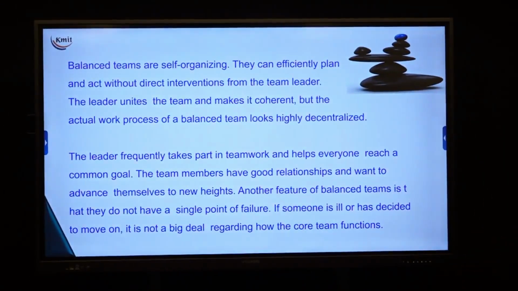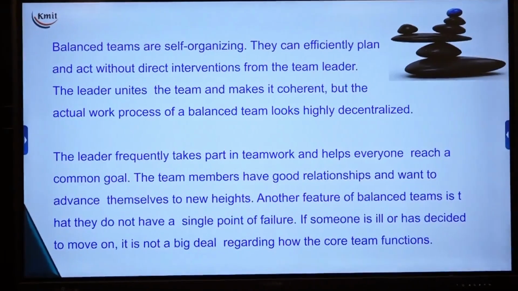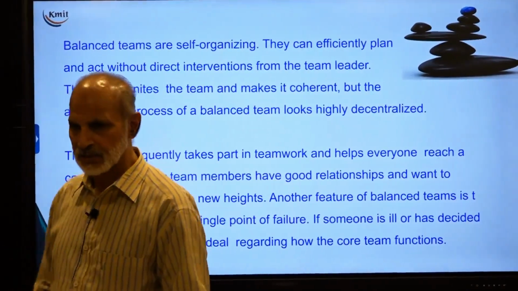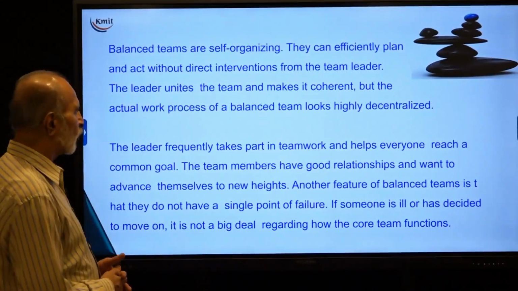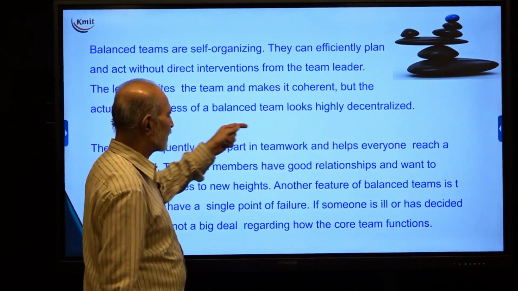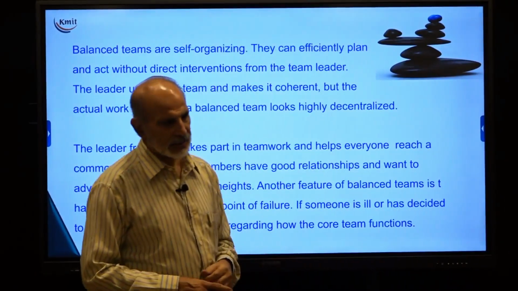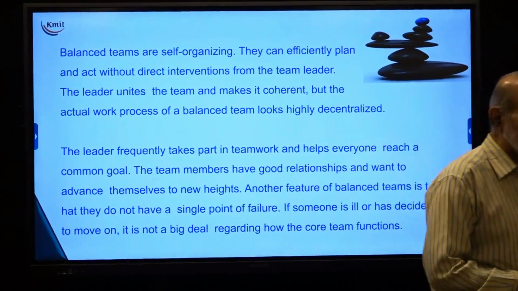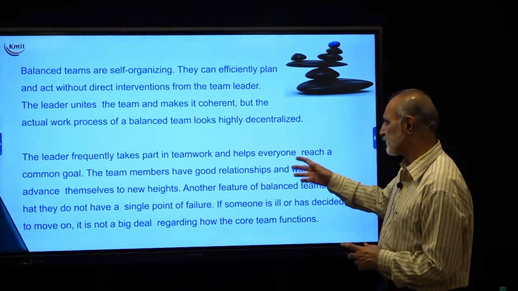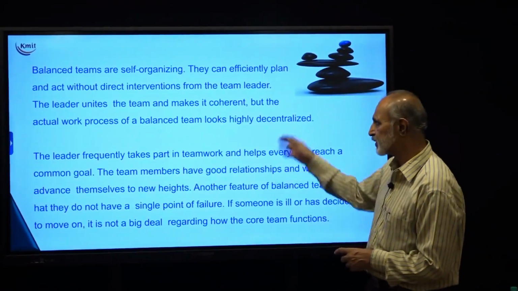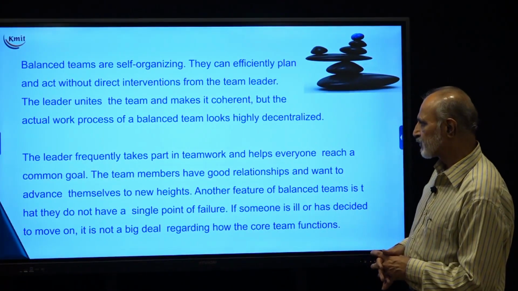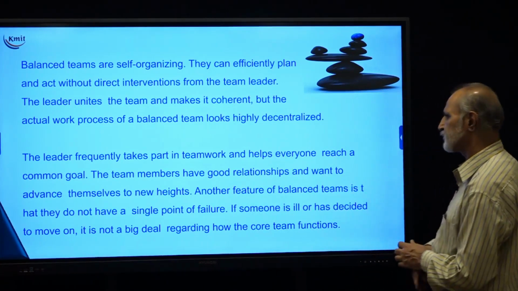Balanced teams are self-organizing, and they can efficiently plan and act without direct intervention from the team leader. Even in the absence of a team leader, they know how to work. The team leader unites the team and makes it coherent, but the actual work process of a balanced team is highly decentralized. Unlike a centralized team where one person assigns work to everyone, a balanced team is usually decentralized, where each person does an individual and better job. The leader frequently takes part in the teamwork and helps everyone reach a common goal.